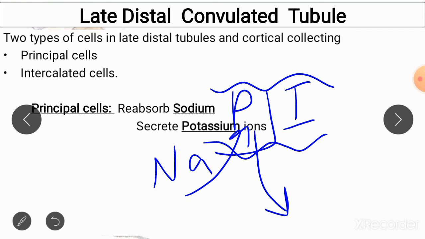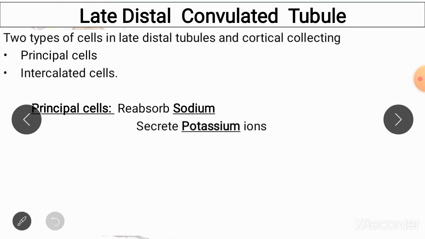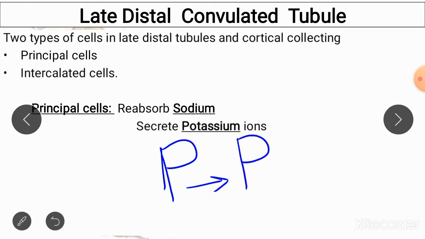Principal cells cause reabsorption of sodium from the lumen towards the peritubular capillaries, and they cause secretion of potassium from the peritubular capillaries into the lumen of the nephron, and potassium is excreted in the urine. So to remember this, you can remember the mnemonic P for principal cells, and P for potassium, and P for secreted in pee, as children call urine.